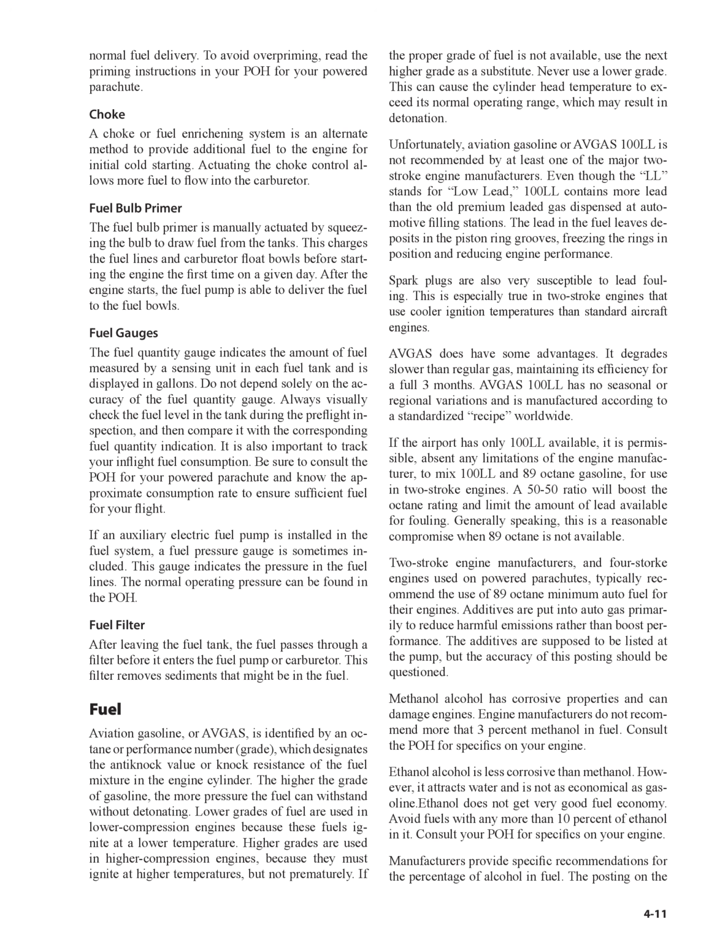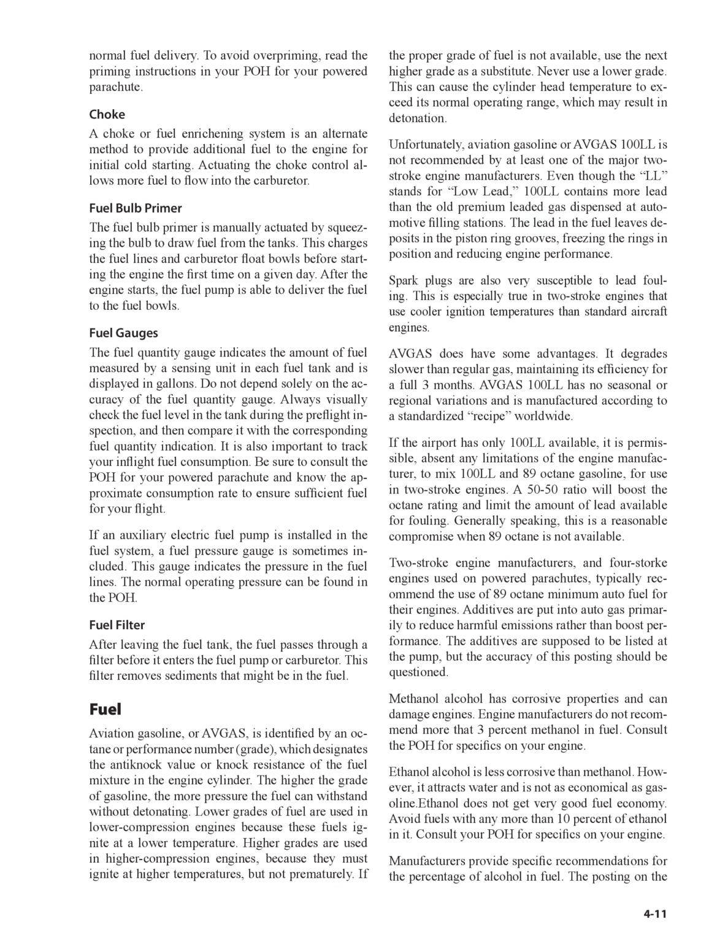The higher the grade of gasoline, the more pressure the fuel can withstand without detonating. Lower grades of fuel are used in lower compression engines because these fuels ignite at a lower temperature. Higher grades are used in higher compression engines because they must ignite at higher temperatures, but not prematurely. If the proper grade of fuel is not available, use the next higher grade as a substitute. Never use a lower grade. This can cause the cylinder head temperature to exceed its normal operating range, which may result in detonation.